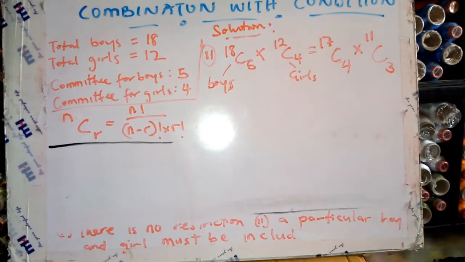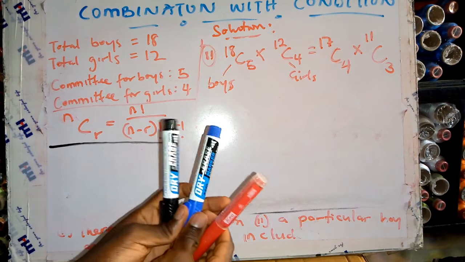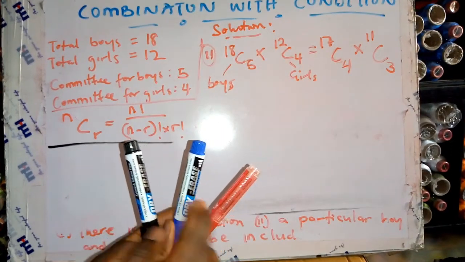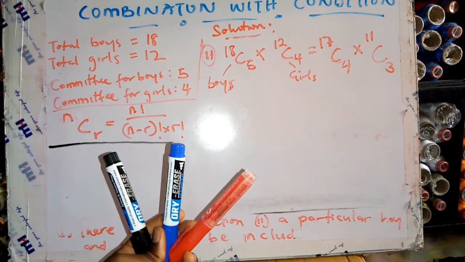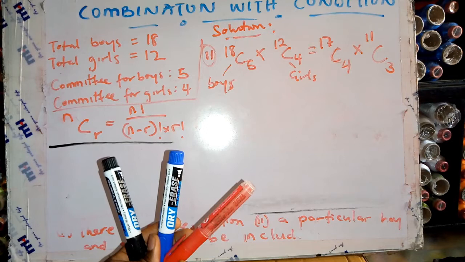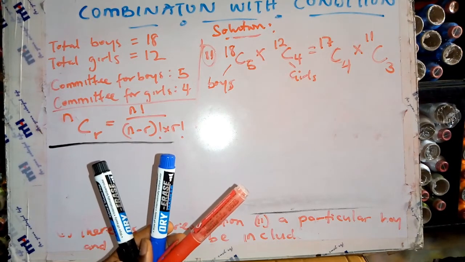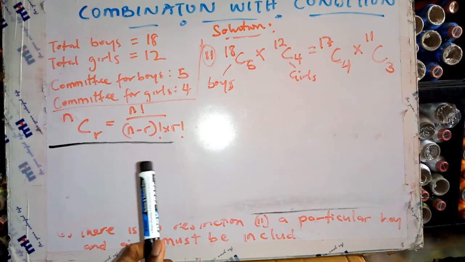Now if this is not clear to you, let me give you this example. Look at these 3 markers I'm having here. I have a black, a blue, and a red pen here. If I'm asked to pick 2 out of these 3 pens, I have 3 pens and I'm asked to pick 2. If I pick my 2, that is without any condition, no restriction.